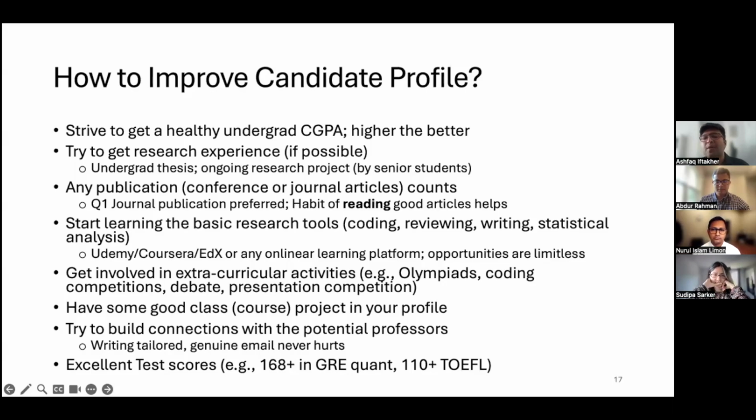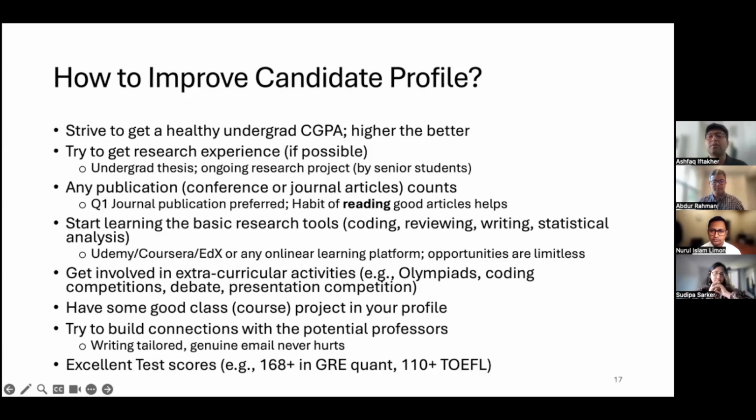I would say the number one defining factor for somebody to go to top schools is how much research experience they have. These types of experiences can come in many ways. The first thing is the undergrad thesis. Everyone, I guess, at least in the STEM field, has to work on a thesis. So make sure that you take your thesis very seriously.